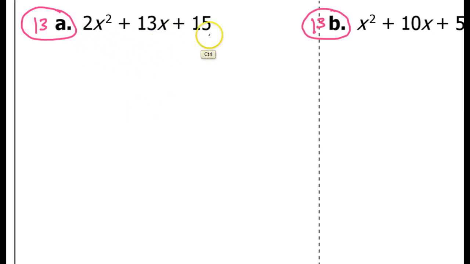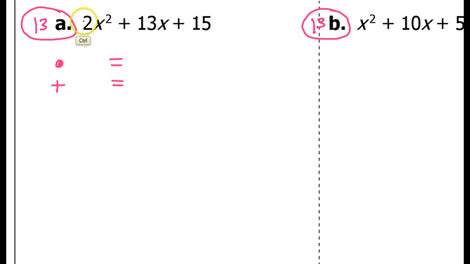First thing you do is look for a GCF. Alright, there's no GCF on this problem. So, because this is a trinomial, that means we're going to do the box method. So, let's go ahead and try. Now, it might be prime, so be careful. But for the box method, we have to do a product and a sum.